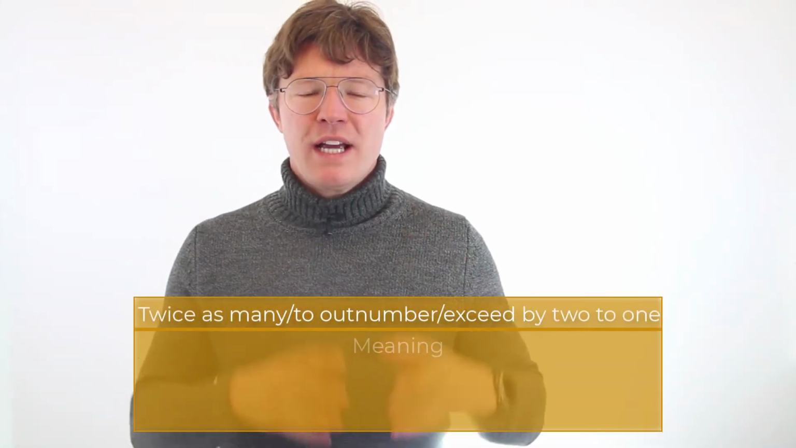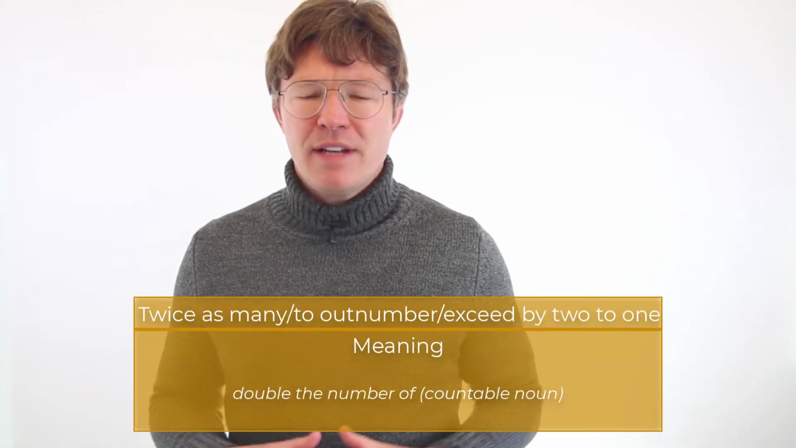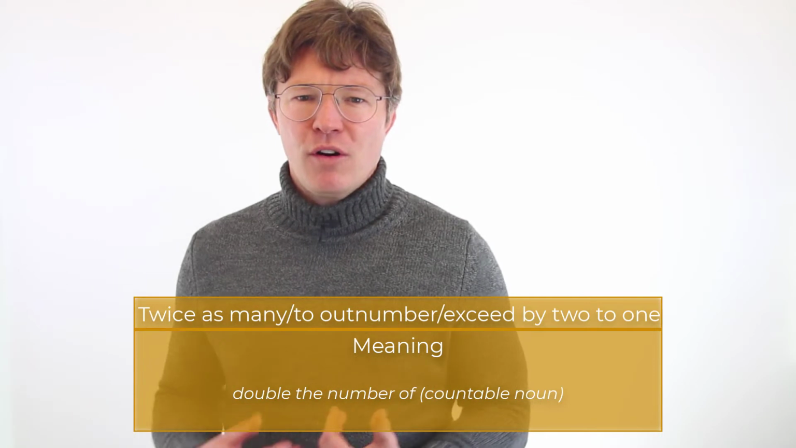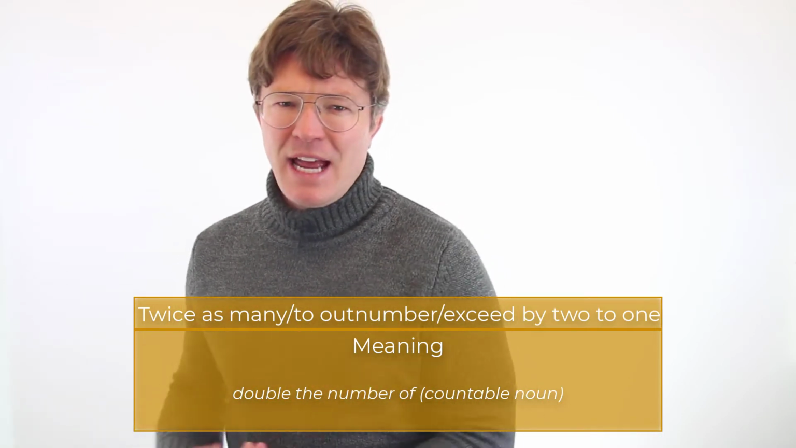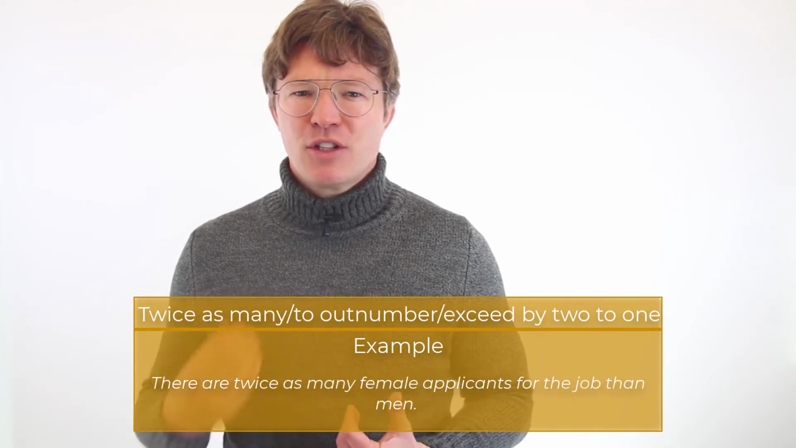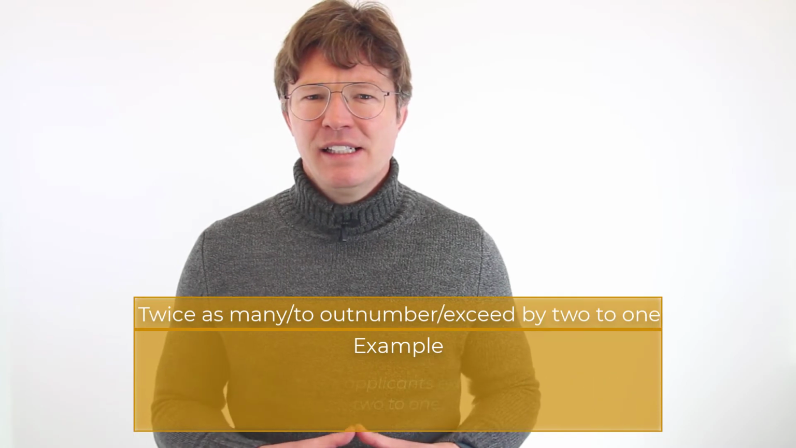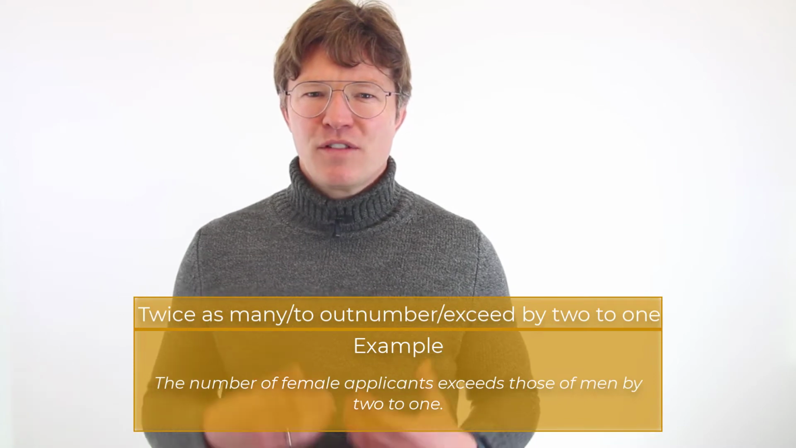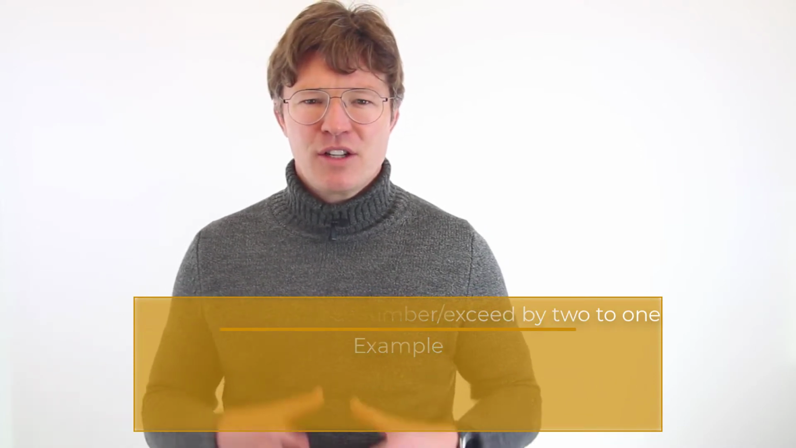Now you can also use twice as many, but then you would need to use a countable noun. So that leads me to my next one, which is twice as many, or to outnumber or exceed by 2 to 1. And this basically means double the number of, and then you need to use a countable noun. So you could say, there are twice as many female applicants for the job than men. Or you could say, the number of female applicants exceeds those of men by 2 to 1. Okay, so different ways of structuring that sentence, but they mean the same thing.